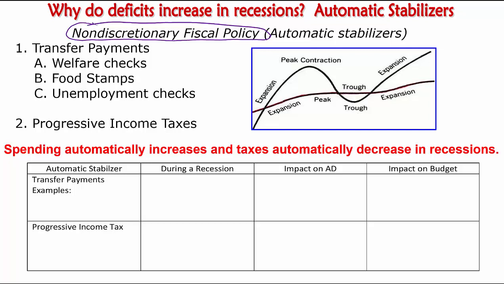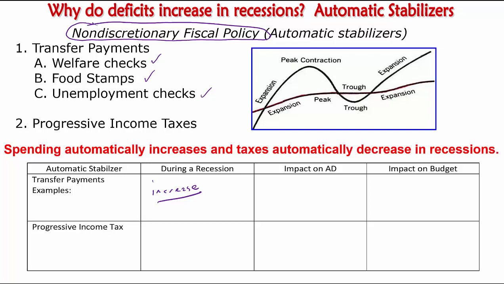So for example, if I lose my job and have no income, I'm going to receive a welfare check, some food stamps, and an unemployment check. Okay, that happens automatically. The Congress doesn't have to pass a law that says Walden gets his payments. It just happens by itself. So if there was a recession, that type of spending is automatically going to increase. Okay, and that's going to be expansionary. Okay, so during a recession, transfer payments increase. That happens to be expansionary because then we go out and we spend money and the aggregate demand increases.